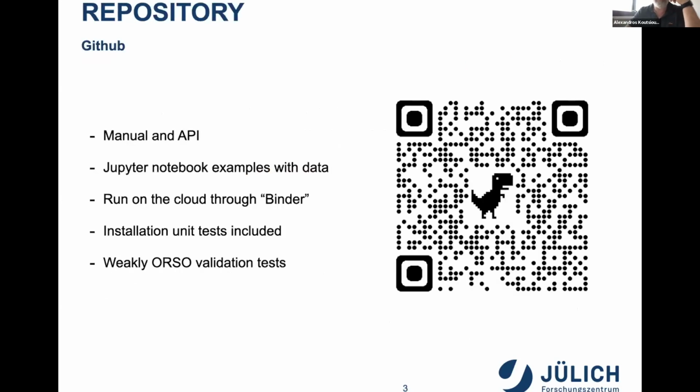So a few basic details. First, you can find the code in the GitHub repository. Here is a QR code for it, where you can find also a manual and the API, and quite a few Jupyter Notebook examples where you can see in action how the package works, especially in relation to data fitting. Also, if you don't want to install it, there is the possibility to run it on the cloud through Binder if you want to play around a bit with basic stuff.